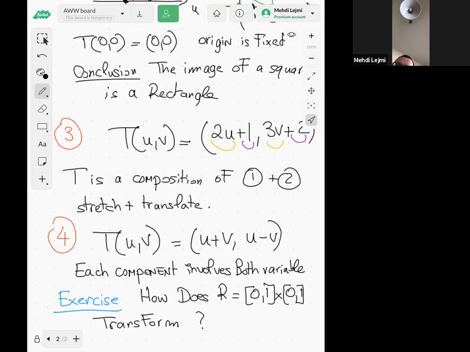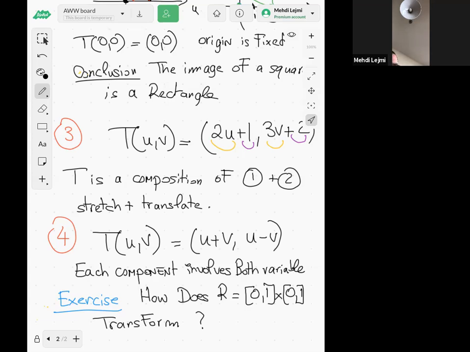Okay, and again, just be careful, because this is less obvious, since each component involves both variables, not just one. All right, so I'm going to give you a couple of minutes, guys, to think about this transformation and what it does to this square, the square [0,1] cross [0,1]. So all you have to do, guys, is try to find the image.